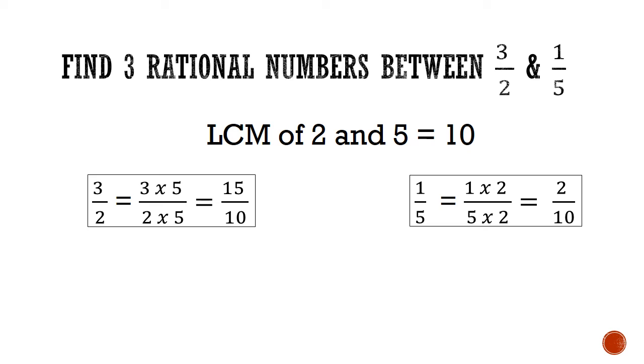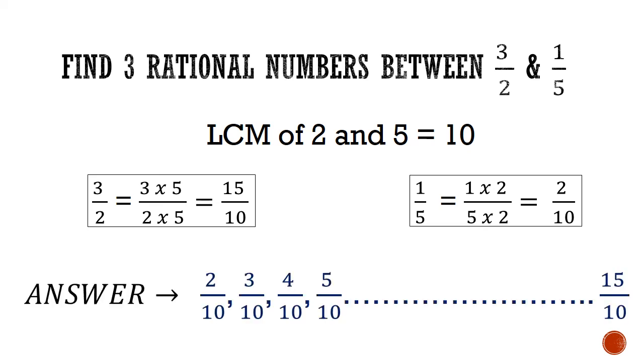Is that clear? After getting these numbers, 15 by 10 and 2 by 10, it is very easy. You know you can find many numbers between 2 and 15, not just 3, isn't it? From 2 by 10, if you start writing 3 by 10, 4 by 10, it goes up to 15 by 10. So you can find many numbers between 2 by 10 and 15 by 10. Is it clear?